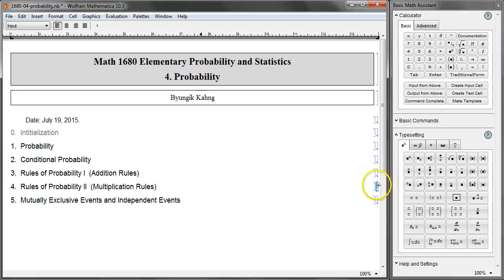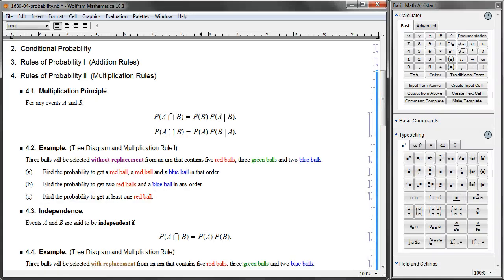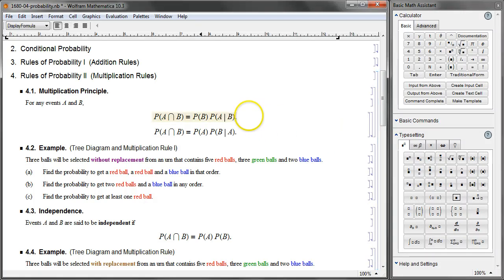Now we are going to work out another very important visualization tool in probability, which is the tree diagram. And underlying principle is this time multiplication principle. Here they are. Probability of A and B is the probability of B times probability of A given B. Or it can be written as probability of A times the probability of B given A.